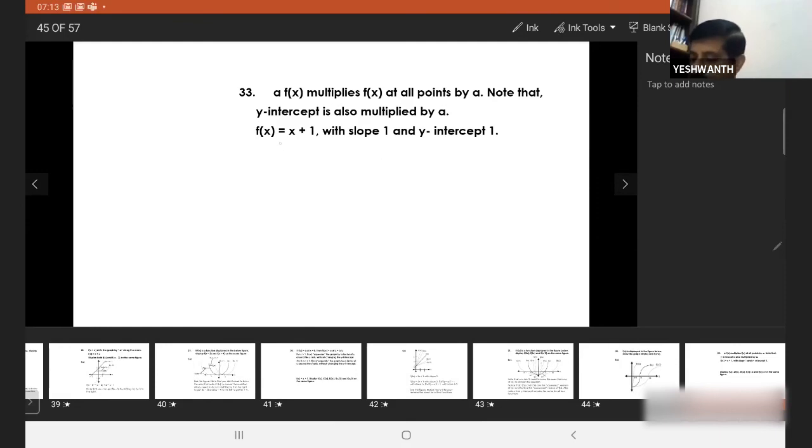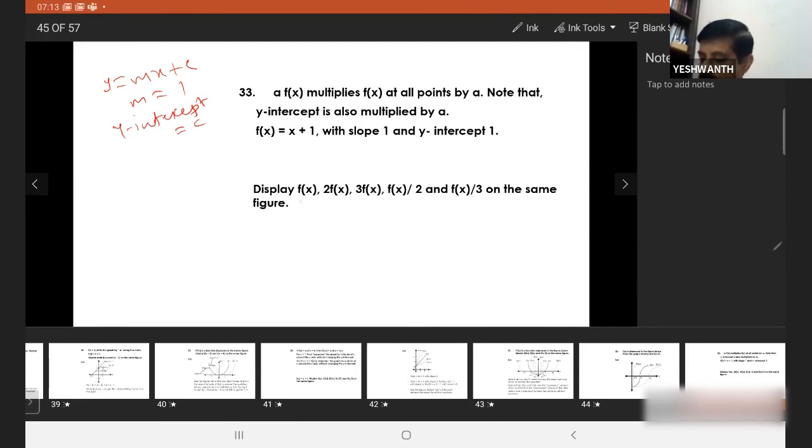Okay, so f(x) equal to x plus 1, whose slope, if you compare it with y equal to mx plus c, m is 1. That's what we have written, slope. And the y-intercept is c, so c is 1. That's what we have written. So you know m and c. Now draw f(x), 2 times f(x), 3 times f(x), f(x)/2, f(x)/3 on the same graph.